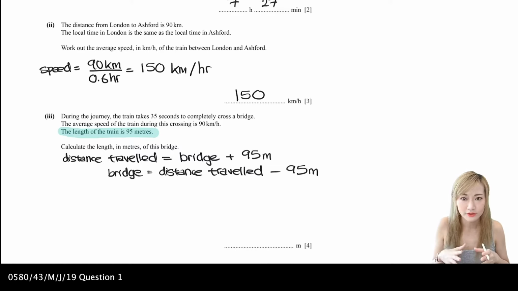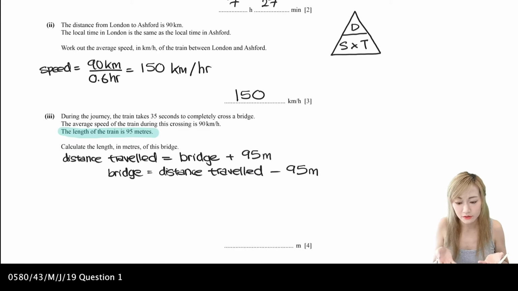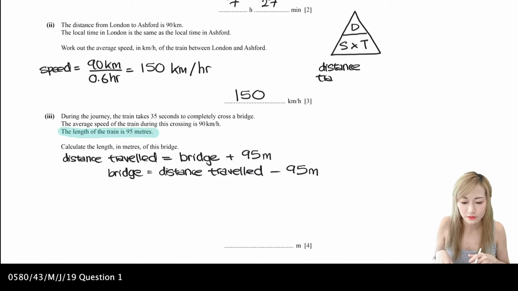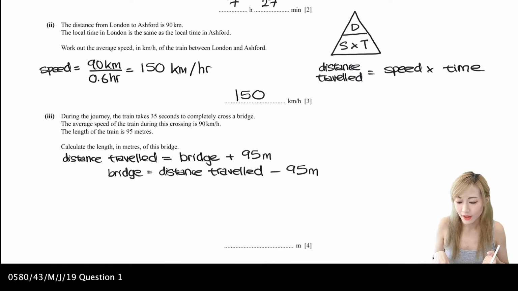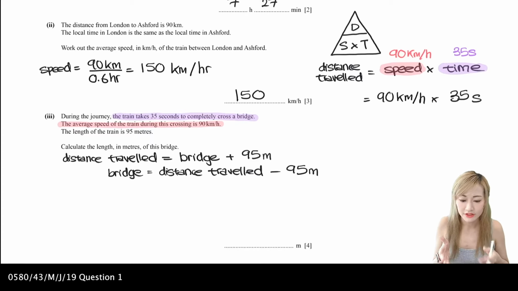So according to the distance speed time triangle, distance traveled equals speed multiplied by time. And we are given the speed in the question as 90 kilometers per hour. And the time is 35 seconds. So we have a problem here. The time unit doesn't align because the speed is in kilometers per hour, but then we have the time in seconds.